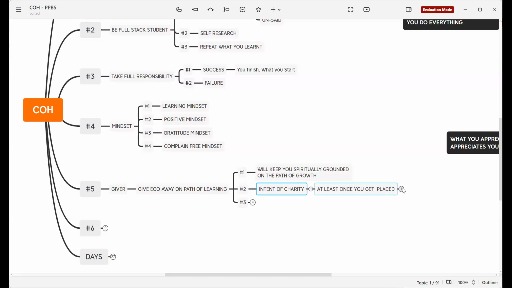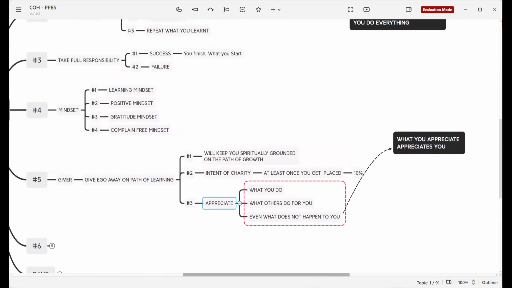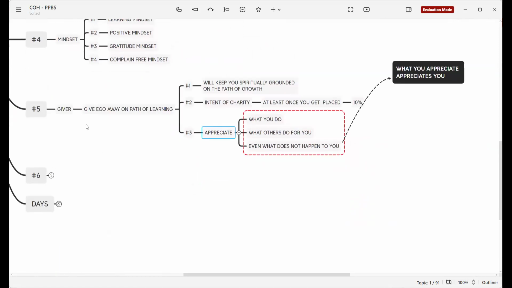Because at least once you get placed, up to 10%, to causes like giving into charity, feeding hungry children, or donating to orphanages, old age homes, or even donating to temples, churches, mosques or gurudwaras. Why? Because when you give, you grow. When you receive, you may survive. And I'm sure that none of you are here for survival, but for growth. And while you do so, remember to appreciate what others do for you. Even if it doesn't seem like it is helping you out, continue to do so, because it is said that what you appreciate appreciates you back.